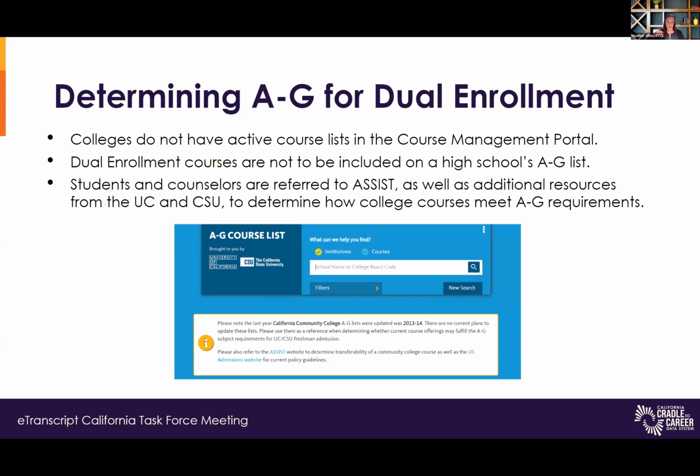So students are referred instead, and counselors are referred to look at Assist, as well as additional resources provided by both the CSU and the UC to understand how a college course fulfills A through G requirements. Next slide.